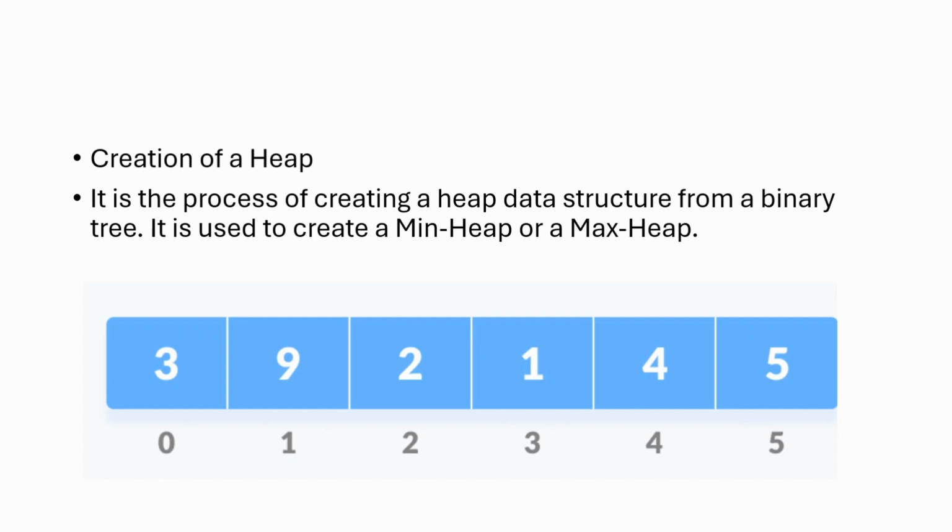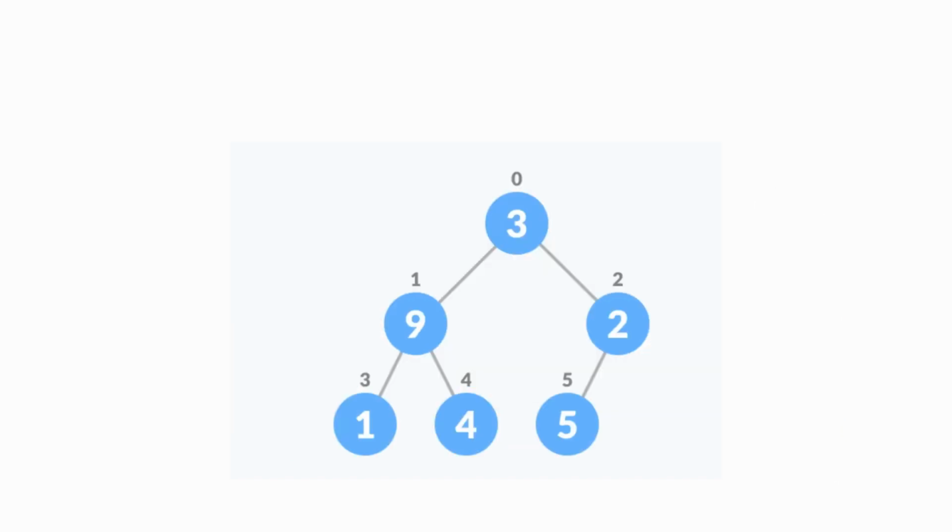Now, heaps can also be created using different data structures. Let's think of this as an array for now, then we'll get into trees. So you've got 3, 9, 2, 1, 4. And we get something like this at the end. So you've got 3, 9, 2, and then 1 and 4.